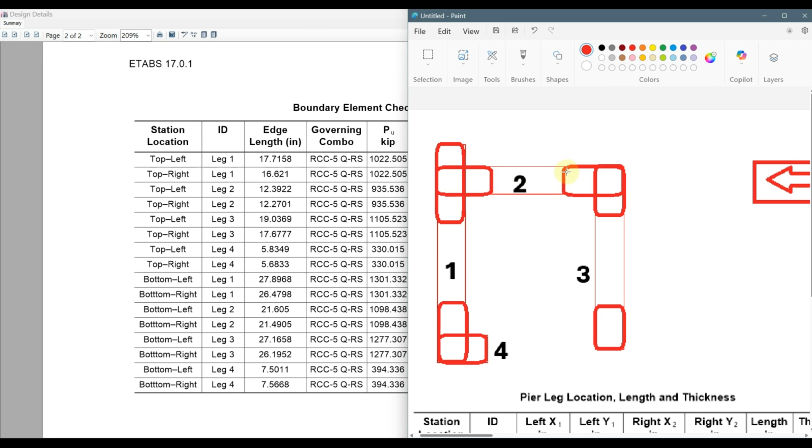as it reflects the reinforcement cage. So for the distribution reinforcement, you can provide ties at a spacing of 14 inches or 12 inches on center.